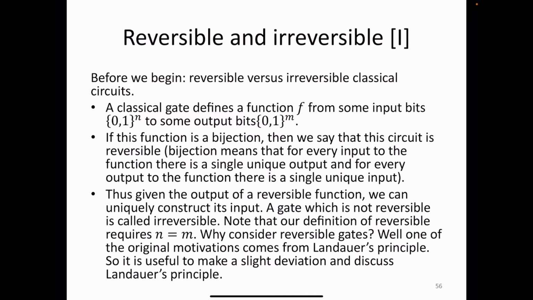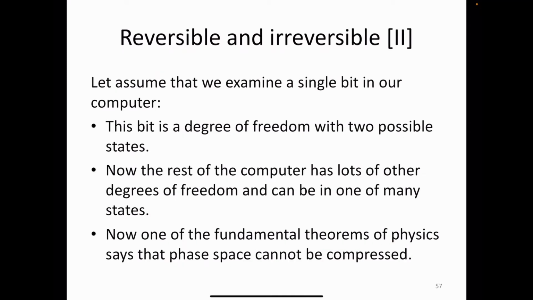One reason for constructing and considering reversible gates comes from Landauer's principle. I'm not sure if you heard about that in one of your previous lectures, but let's briefly look at it. Assuming we examine a single bit in our computer, then this bit is 1 degree of freedom with 2 possible states. Now, the rest of the computer has lots of other degrees of freedom and can be in one of many states. And one of the fundamental theorems of physics says that phase space cannot be compressed. So what does that mean?